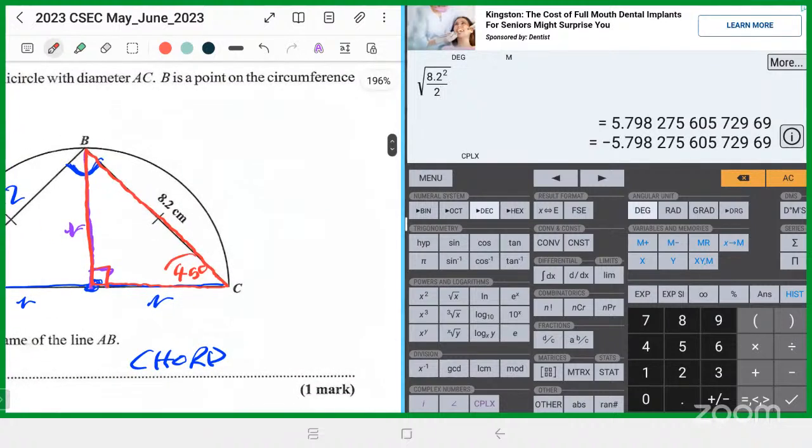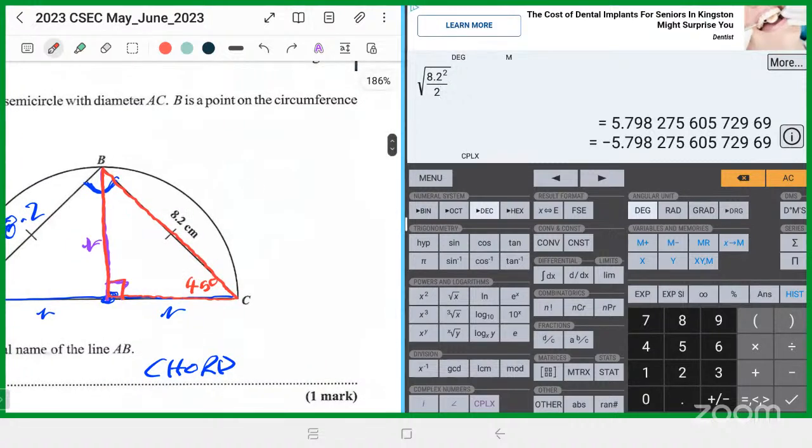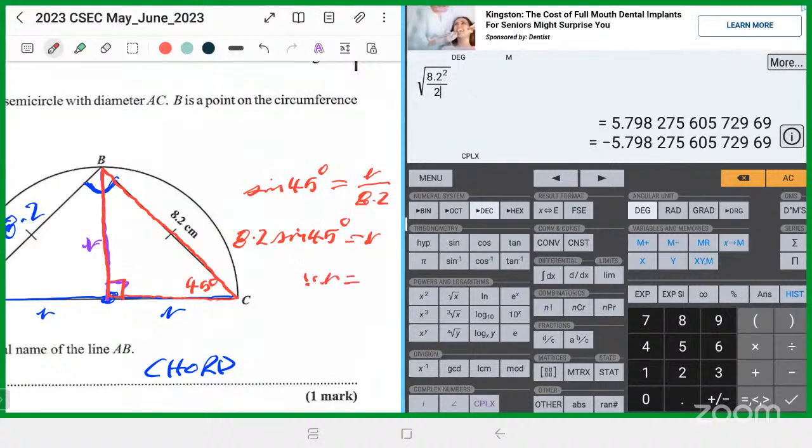So I'm going to say sine of 45 equals the opposite over the hypotenuse. I'm going to use that method now to find R. So the sine of 45 degrees, using a third method. I could have used cos equals adjacent over hypotenuse. So the sine of 45 equals the opposite side of R over the hypotenuse of 8.2. Take 8.2 and multiply it up here. You get R equals 8.2 times the sine of 45 degrees. Therefore, R equals what? So we're doing this now.